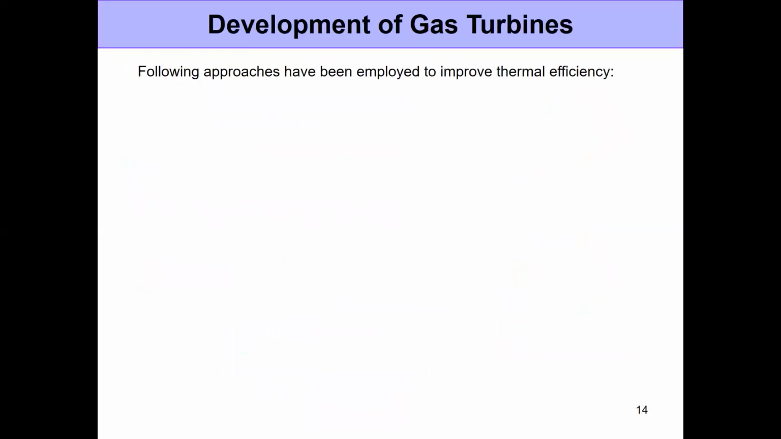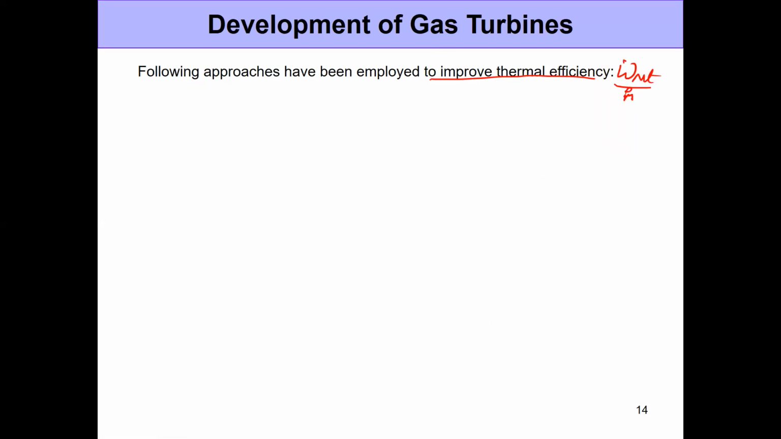Now let's move forward and talk about how the gas turbines have developed over the years. As I mentioned at the beginning of this class, the whole idea has been to figure out ways to improve the thermal efficiency. Also, we want to ensure that the net work output per unit mass is higher, right? We don't want to compromise both, but at the same time, we want to figure out ways in which the thermal efficiency can keep on increasing with the years.